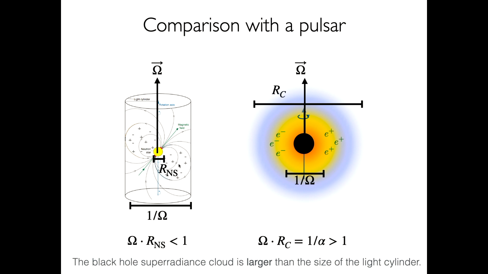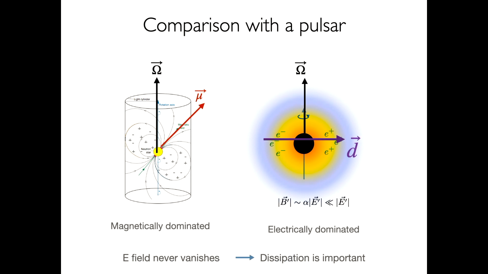The opposite case happens for the black hole, which is rotating fairly quickly, so the light cylinder is pretty close to the black hole, whereas the extent of the cloud, which is the extent of the electromagnetic fields, is given by the superradiance cloud, and it's quite far. So that means that at the light cylinder, there's still quite a large electric field that persists, and you can get larger signals because of that.